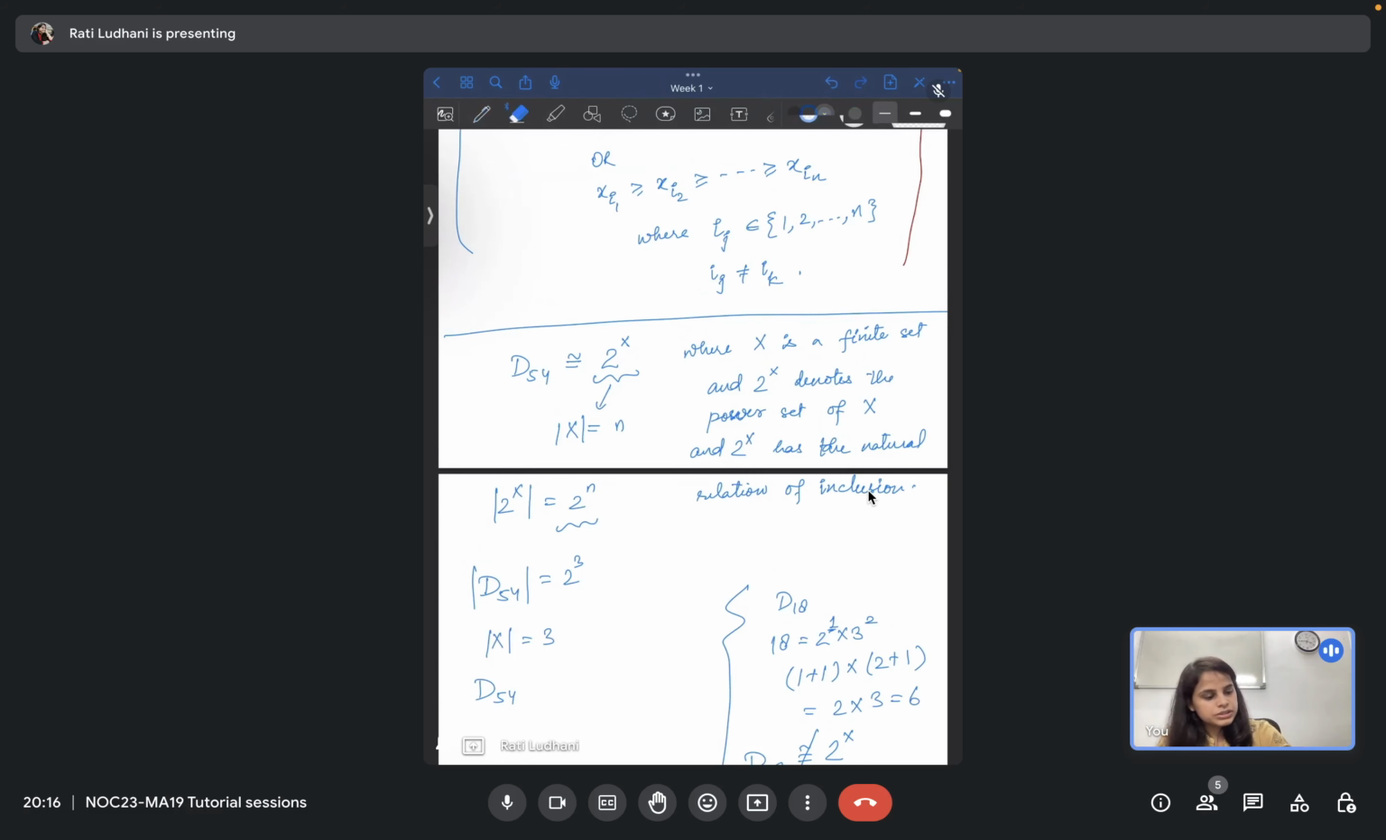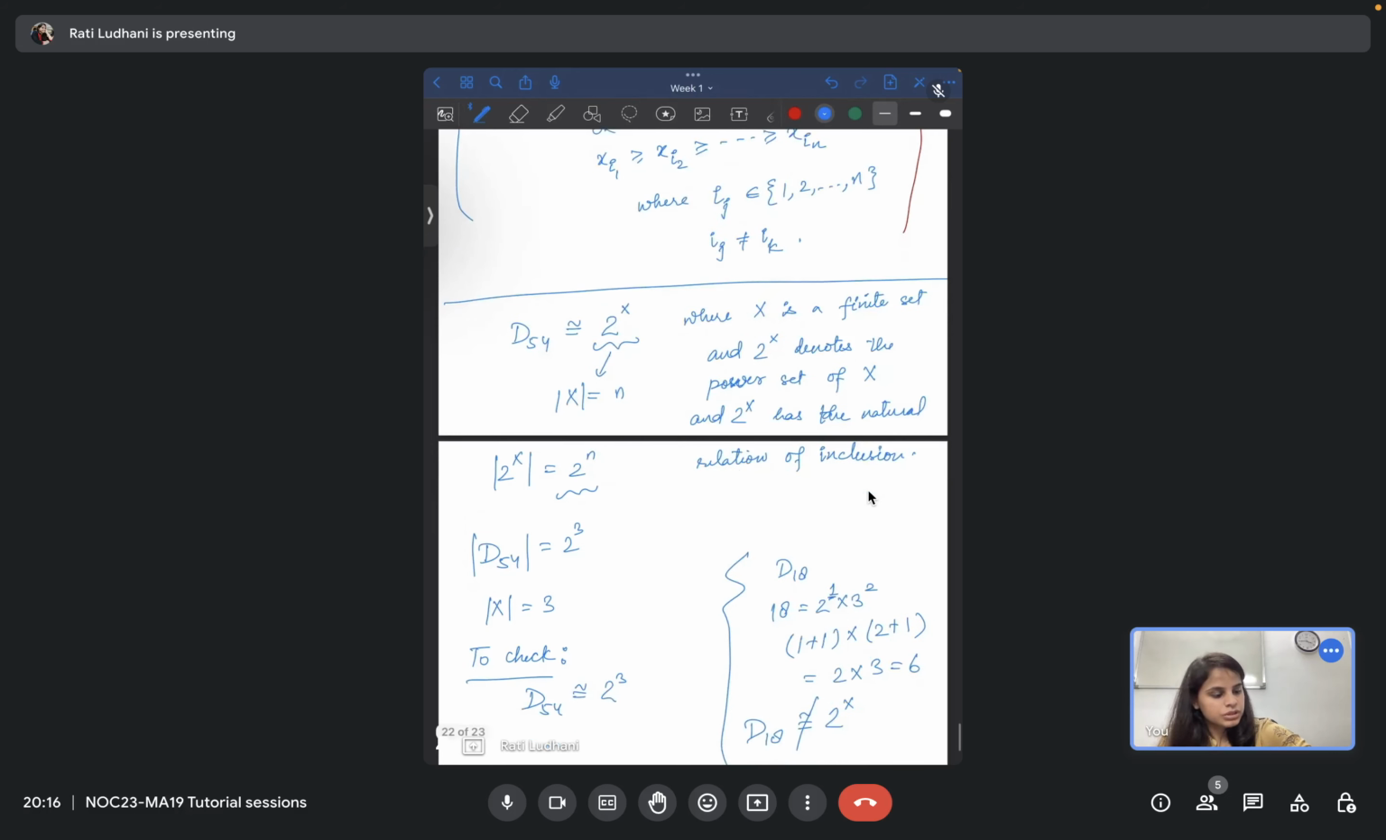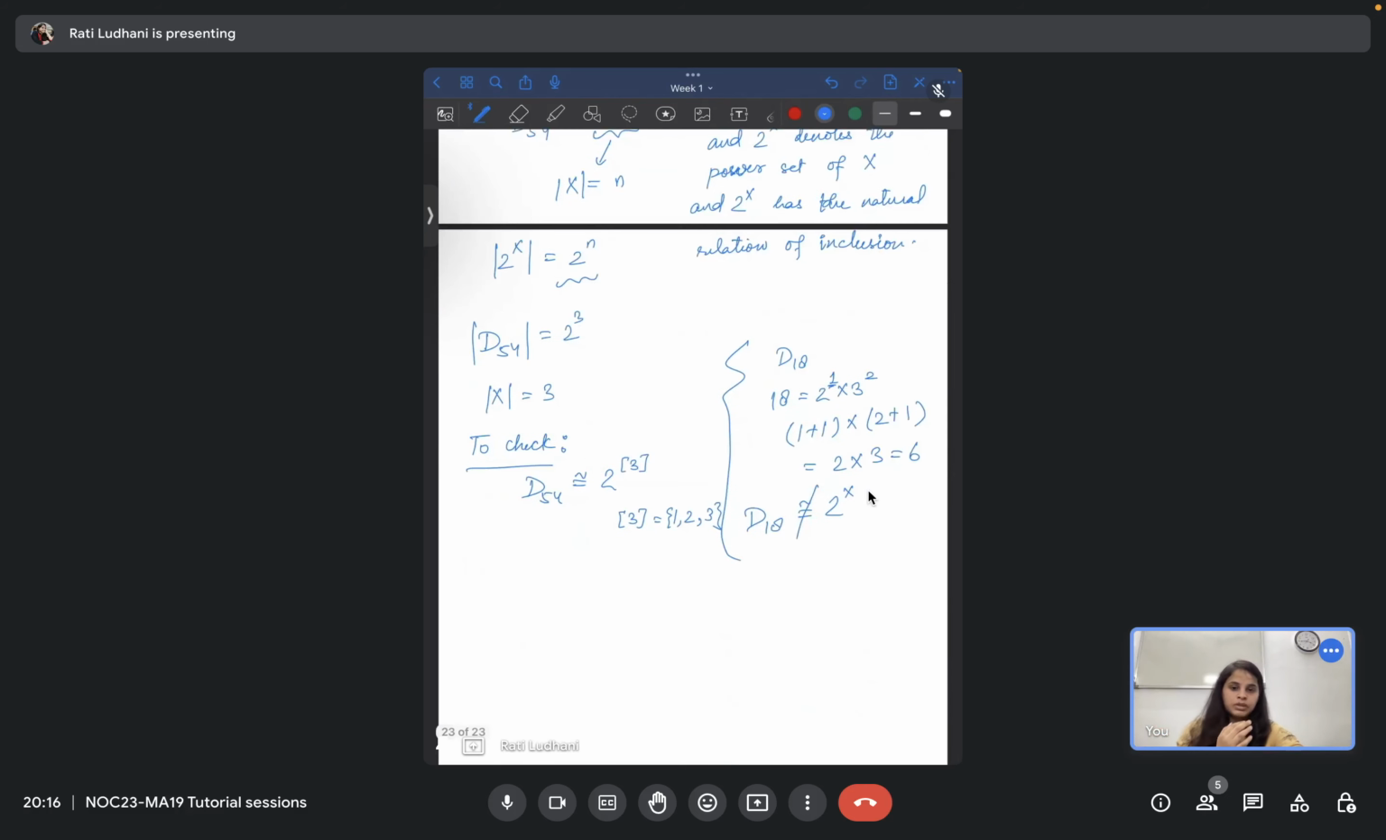So the question is now to check whether D54 is isomorphic to the power set of x, or maybe I can write x to be just square bracket 3, where square bracket 3 represents 1 2 3. So you are asking just 3 elements. If you can show the isomorphism, then you are done.